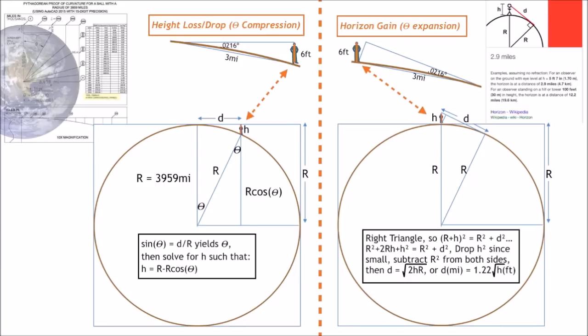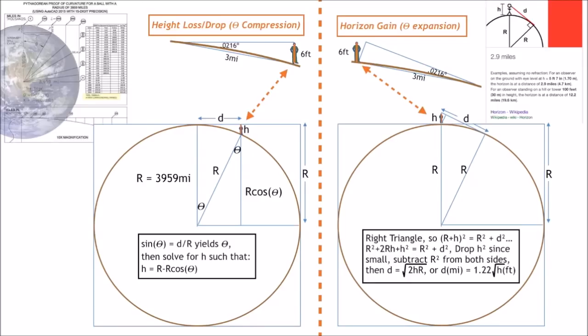It's equal to the distance over which you're observing it drop divided by r, the radius of Earth, which yields that angle. And then you're going to solve for the height of that drop, such that the height is going to equal the radius minus the radius times the cosine theta. And you can see from the trigonometry there how you get those angles from those arc lengths and so forth.